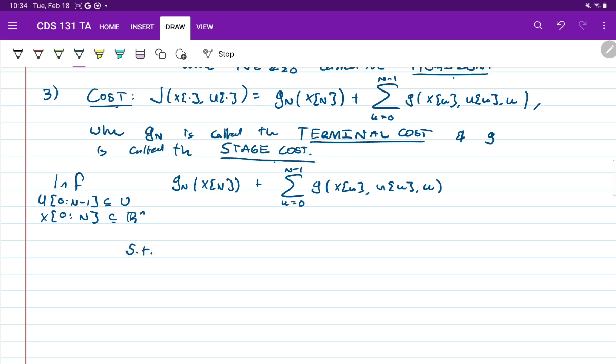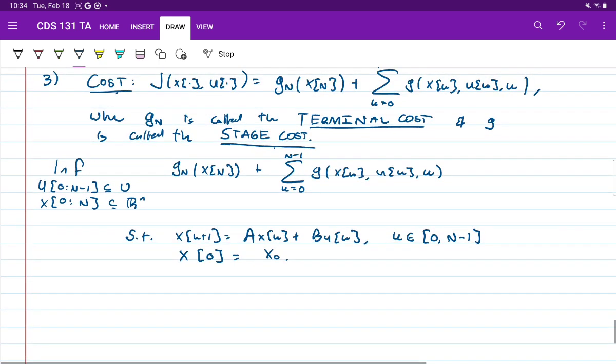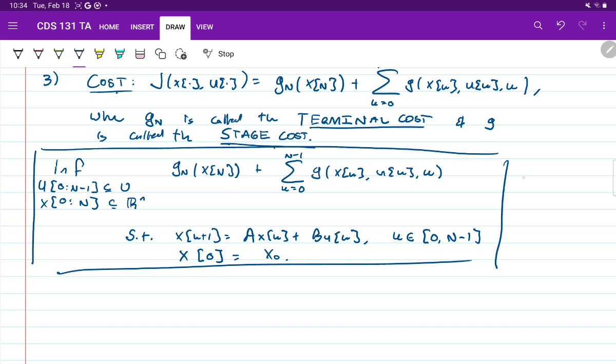These will be subject to the constraints. We usually write s.t. for subject to or such that. It's really a matter of personal preference. Subject to the constraints, x at time k plus 1 equals A x at time k plus B u at time k, where k belongs to the interval 0 up until n minus 1. And then we'll also have a constraint for our initial condition: x at time 0 equals some x naught, where x naught has been provided to us as part of the definition of this finite horizon optimal control problem. So this is the standard formulation.